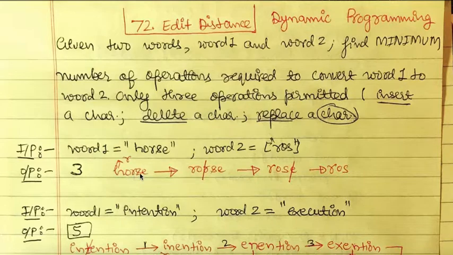So we have horse, we replace h with r, which I'm showing by an arrow. So now we have rorse. Now we delete the middle r, and we are left with rose, and then we delete the e and we get ros. So by doing it manually, we found the minimum number of operations to convert horse to ros.